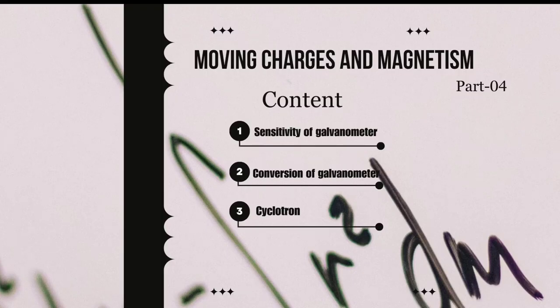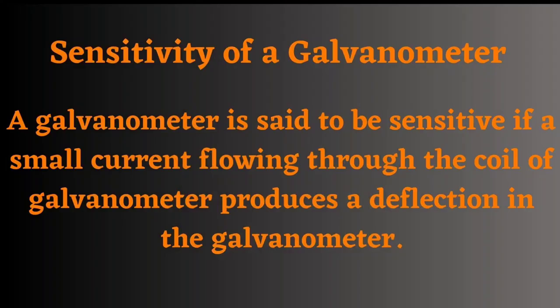In this video lecture, we are going to understand the concept of the sensitivity of a moving coil galvanometer, the conversion of a galvanometer into an ammeter as well as into a voltmeter, and at last, what a cyclotron is and how it works. The first topic of today's video lecture is the sensitivity of a galvanometer.